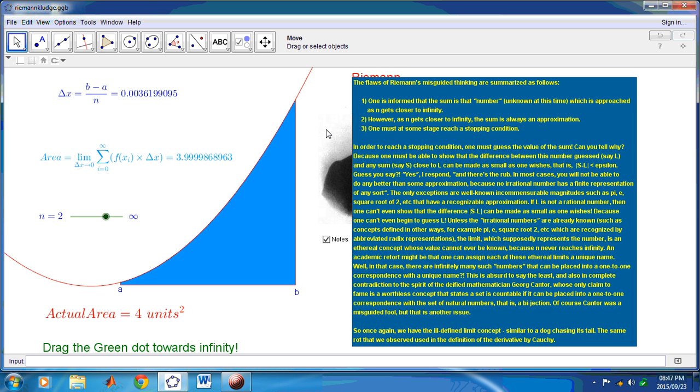So if L is not a rational number, then you can't show anything about the difference between S and L, and you can't make it as small as you wish.